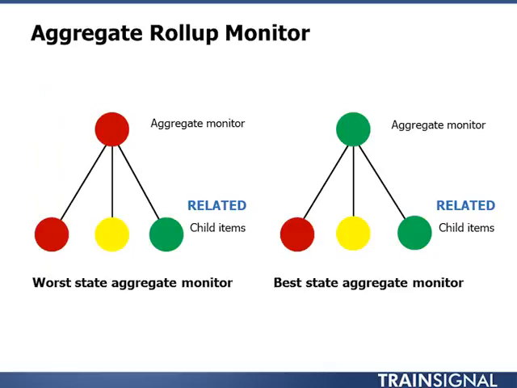The state can be determined on either a best case or a worst case basis. And this really depends on the nature of the service. The word related here is really important. The monitors have got to be related in some way. Aggregate monitors generally watch similar items, such as groups of DNS servers or groups of DHCP servers, and report back to Operations Manager on the overall health of the service group as a whole.